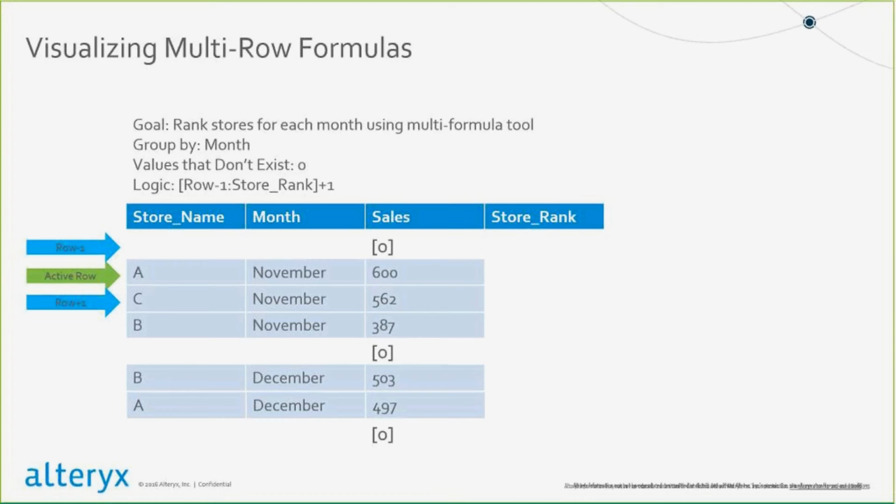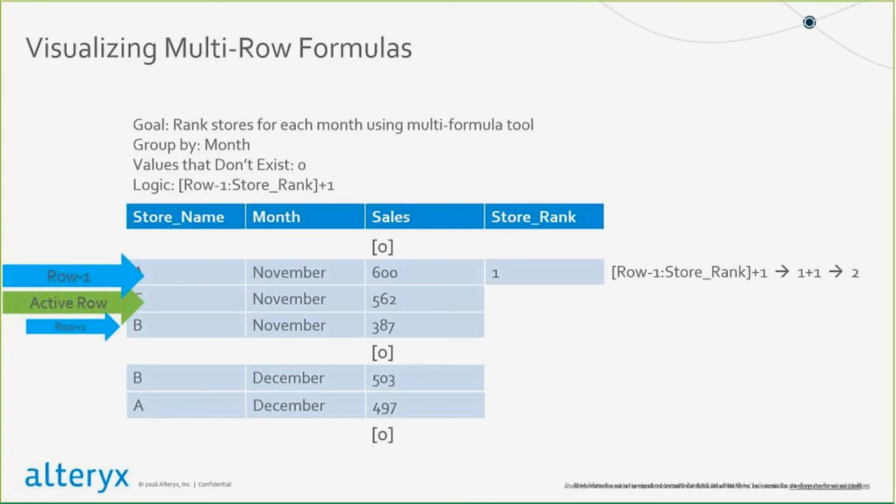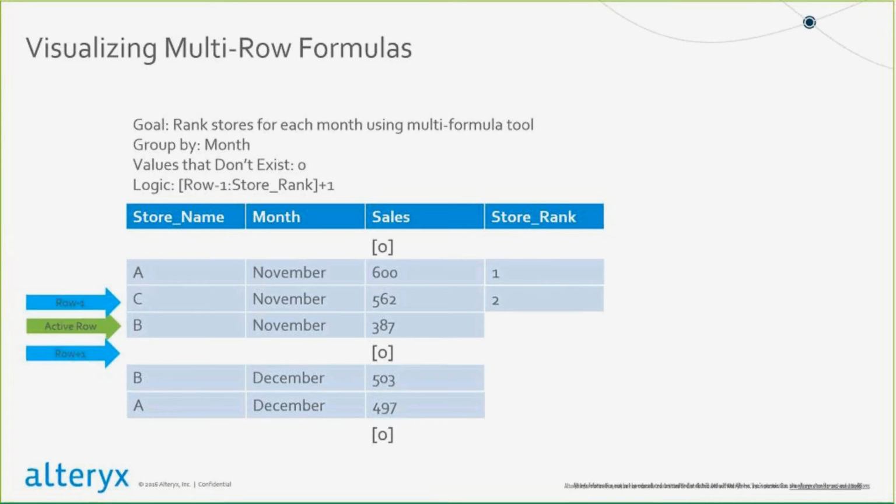So the formula we're going to apply here is we're just going to take the previous row +1, and that's how we're going to create the rank. The way it works for the first row is, because the row -1 doesn't technically exist, Alteryx is going to pretend it has the value 0. It's going to do 0 + 1, which equals 1, and it's going to fill that in. Then it moves on to the next row, where it's going to do 1 + 1 equals 2. So row -1, the store rank is 1. We're going to increment by 1, and that equals 2. And then we're going to do that again for this store, and we're going to fill in 3.